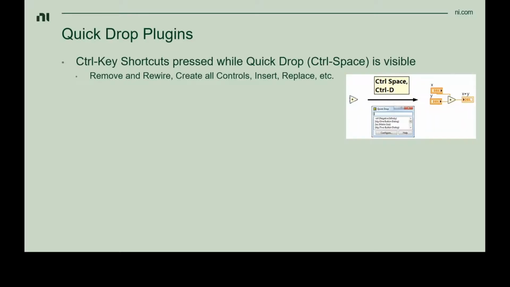So that's what I wrote for my demo. Make Darren Happy was a quick drop plugin. This is what happens when you press Control Space to bring up quick drop. Then you press a Control key combination after that. For example, if you select a function on the block diagram and press Control Space, Control D, all controls and indicators will be created on unwired terminals of that function. That's what that plugin does. There's a whole bunch more plugins as well.